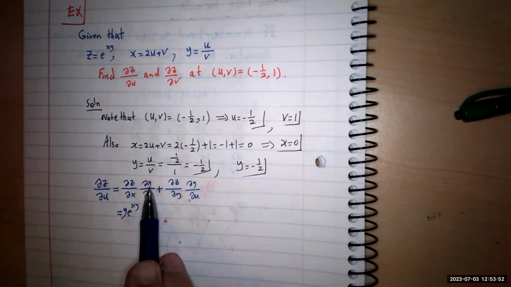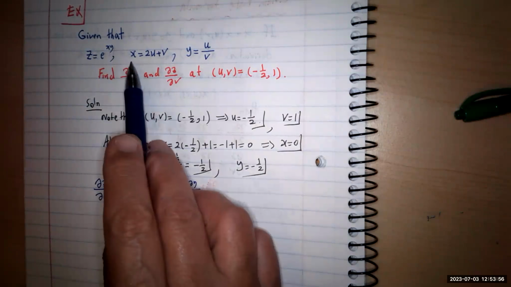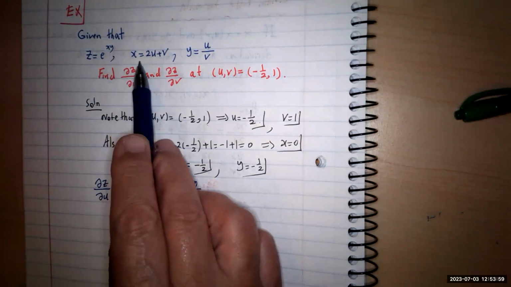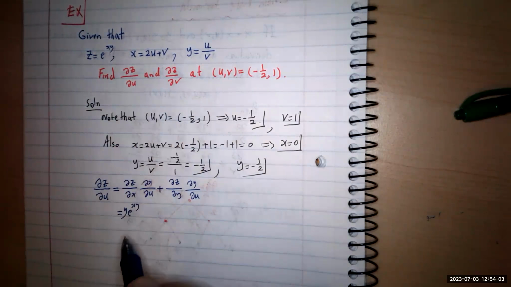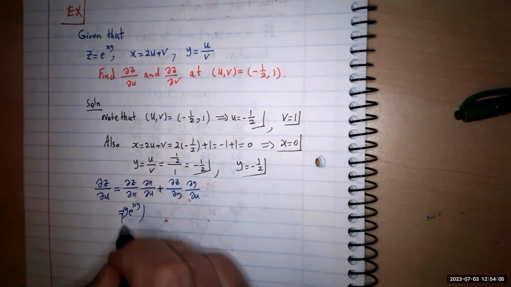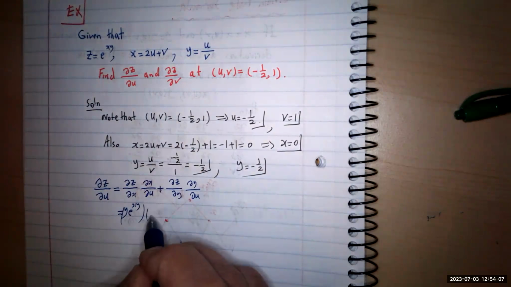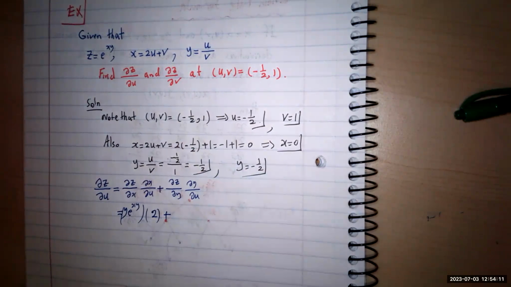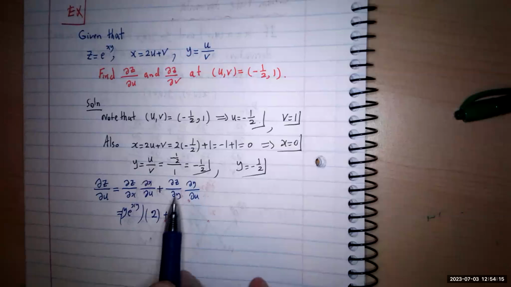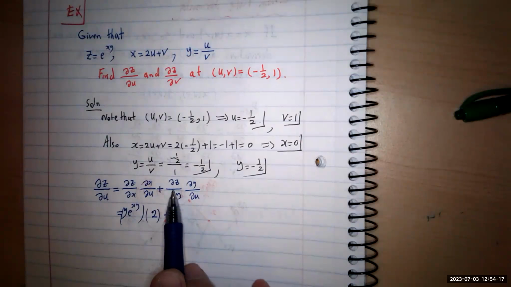Now times ∂x/∂u. This is x, the derivative of x with respect to u, which is going to be 2. So this is going to be times 2, plus. We get the second one. And what's going to be the second one?